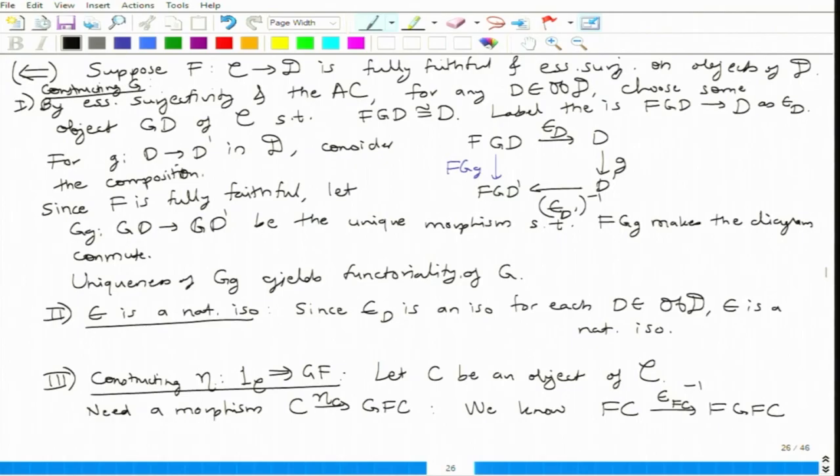So now observe. On both sides, you have capital F in the beginning. So by fully faithfulness of F, there exists a unique morphism. So, since F is fully faithful, define eta C by F of eta C equal to epsilon sub FC inverse. This will definitely do the job.